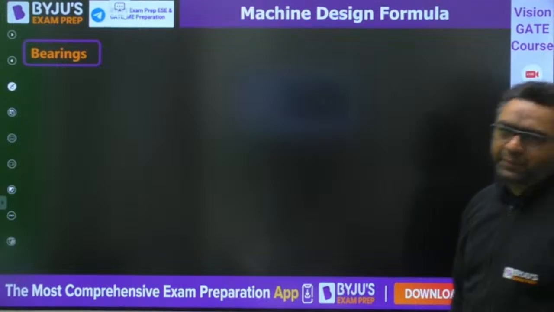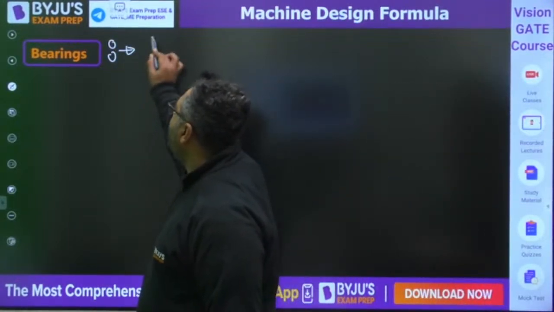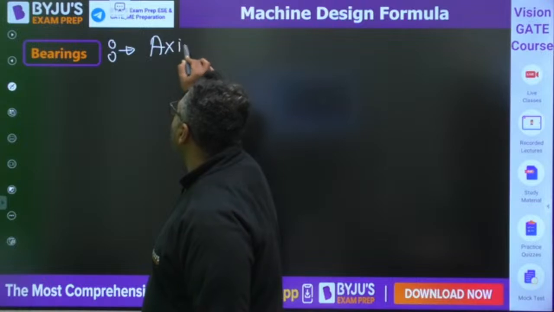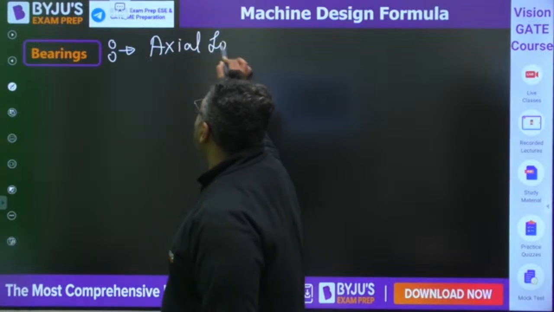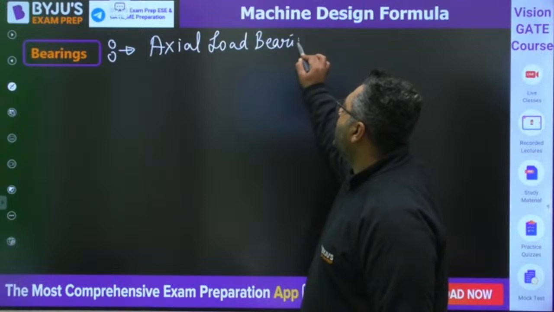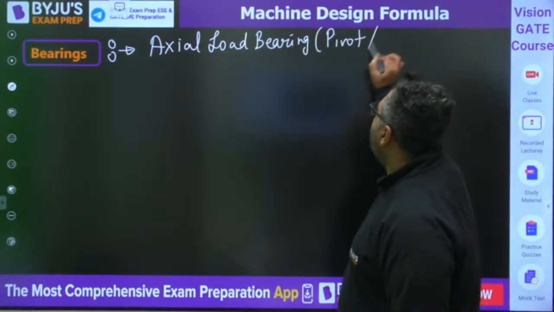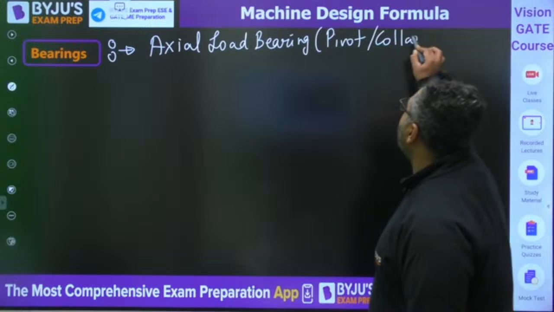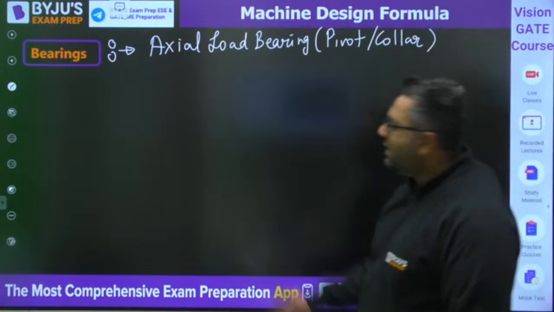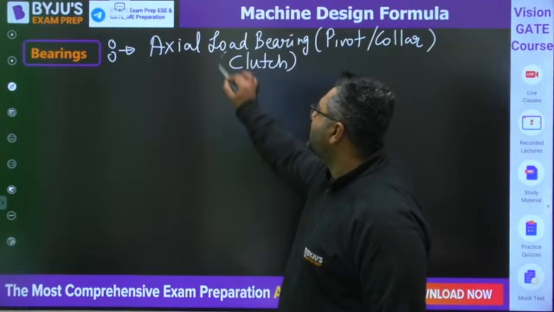The next is bearing. So you know that there are three types of bearing. We have seen the very first type of bearing is axial load bearing. And when we are talking about the axial load bearing, in that we were talking about the pivot and collar bearing. And majorly you may be saying, sir, these are not in our syllabus. You are correct, but we are studying this because of clutches, because clutch also uses the same theory.